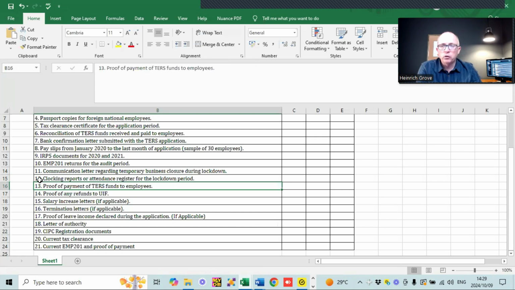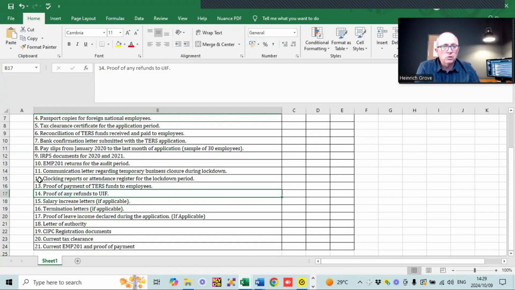Proof of payments of TERS funds to employees. So remember, I do remember when we were doing these claims that we actually had to upload the proof of payments to their website. So if you can get in to the website, you can probably go download it there. Hopefully you did save it on your computer, but that is what you need to submit through to them. Payment of any refunds to the UIF. I remember some guys did get overpaid, so if there were refunds due back to them.